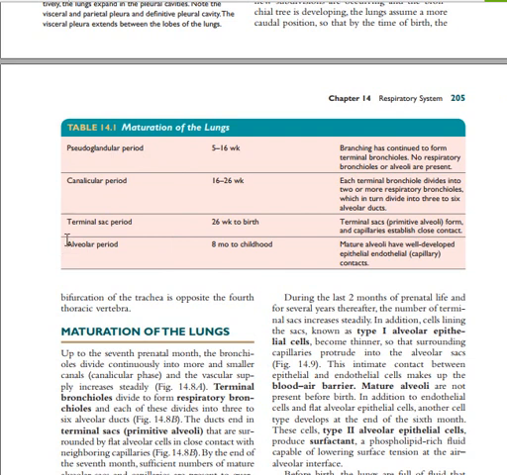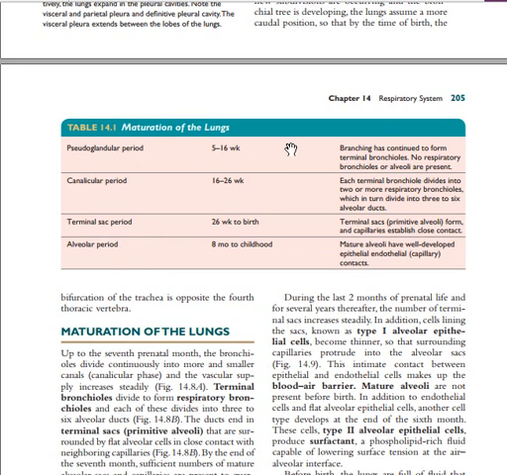The second is the canalicular period, the third is the terminal sac period, and the fourth is the alveolar period. The pseudoglandular period occurs from 5 to 16 weeks of gestation. The canalicular period occurs from 16 to 26 weeks of gestation. The terminal sac period occurs from 26 weeks to birth. And then the alveolar period starts from 8 months to childhood. The alveolar period is when there are completely mature alveoli, and from this point a child is capable of surviving without any risk of acute respiratory distress syndrome.